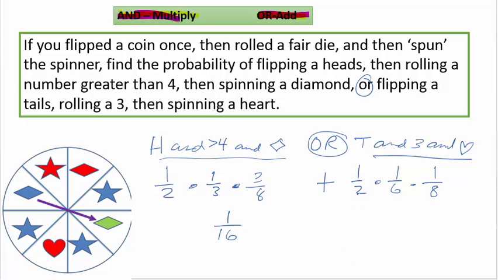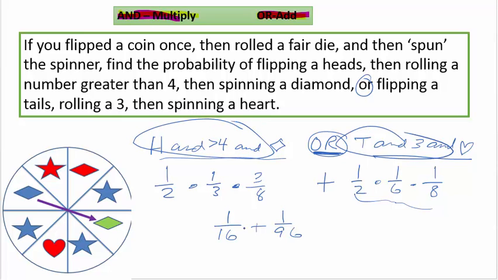Okay, this gives me 1 out of, let's see, 12 times 8 is 96. And remember, the word or means add. So the probability of this happening or this happening is 1/16 plus 1/96. Well, 1/16 is the same as 6 out of 96. I multiplied the numerator and the denominator by 6 to get that. So 6 out of 96 plus 1 out of 96 is 7 out of 96.